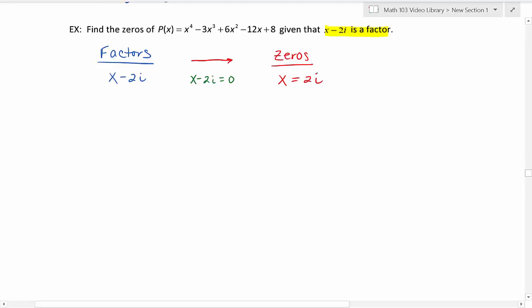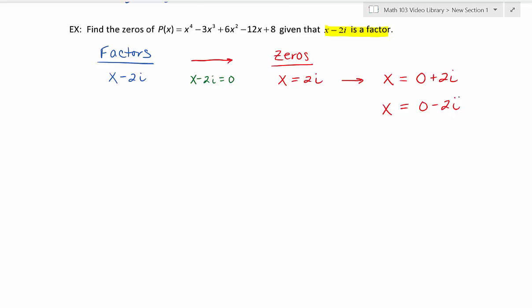Now this 0, 2i is not written in true complex form. True complex form is a plus bi. We can rewrite it that way though. This is the same as x equals 0 plus 2i, and now it's in true complex form. Our theorem says if a plus bi is a 0, then we know that a minus bi is also a 0. Therefore, x equal to 0 minus 2i is also a 0.